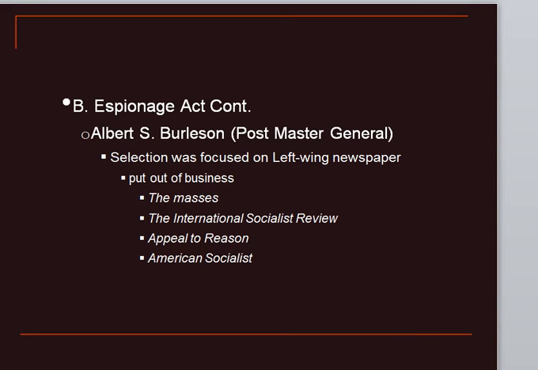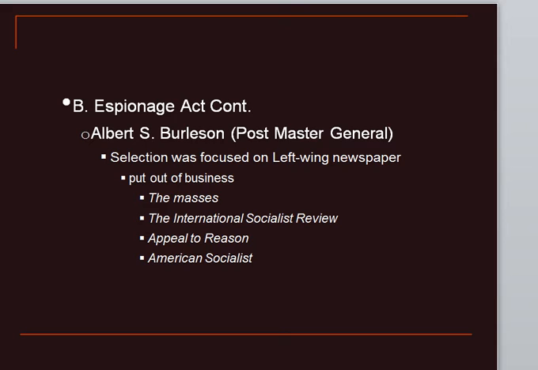Under the Espionage Act, the Postmaster General, Albert S. Burleson, was given an extraordinary amount of power to basically decide what mail could go through and what could not. And the thing that he targeted a lot were left-wing, progressive, and socialist magazines, and he was able to effectively put them out of business, including the Masses, the International Socialist Review, Appeal to Reason, and the American Socialist.